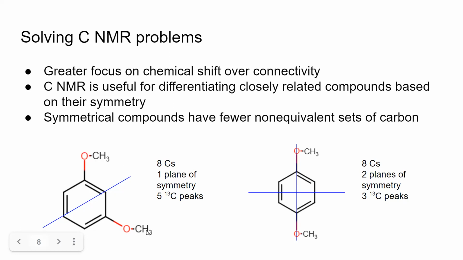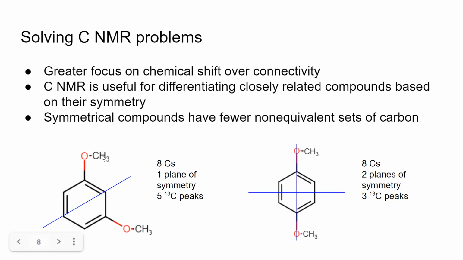So these OCH3 groups are on equal sides of this plane of symmetry. Because of that, we can look at equivalent carbons based on this plane of symmetry. So we have this carbon here and this carbon here, that's 1 and 2. This carbon is an equal distance from the plane of symmetry as this carbon, so these two are equivalent. And this carbon is the same distance from the plane as this carbon, so these two are equivalent.